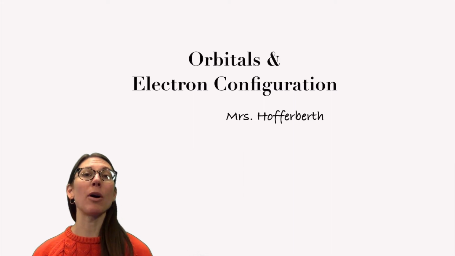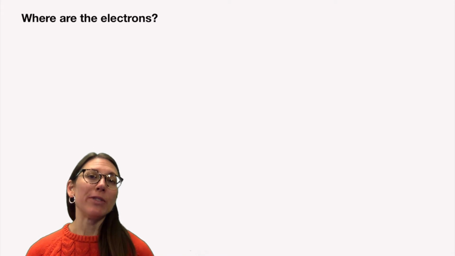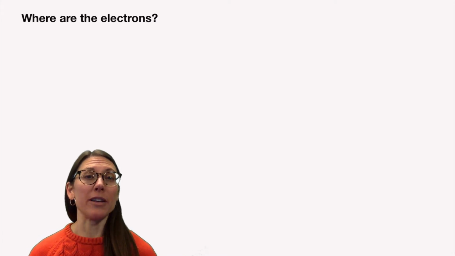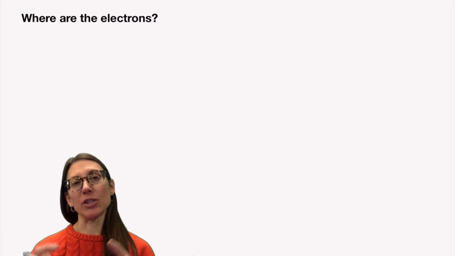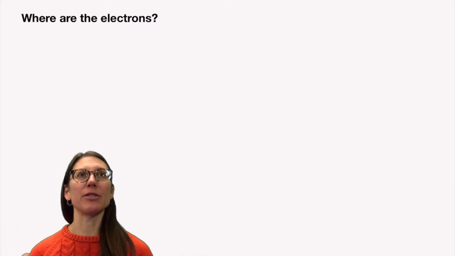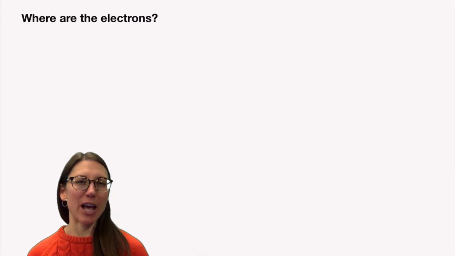Hey folks, let's talk about orbitals and electron configuration today. The question we really need to answer is, where are the electrons? We know from photoelectron spectroscopy that the electrons are arranged in shells and subshells. And that's awesome, but it doesn't really provide the predictive power that chemists want.